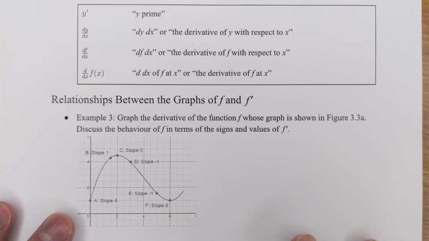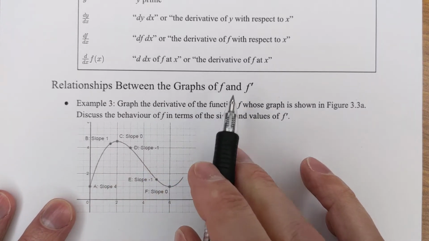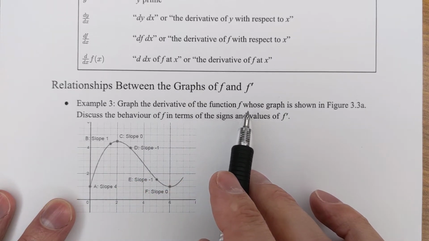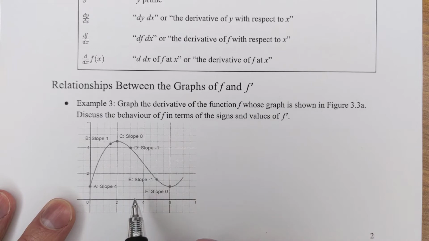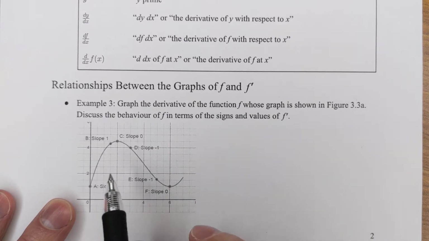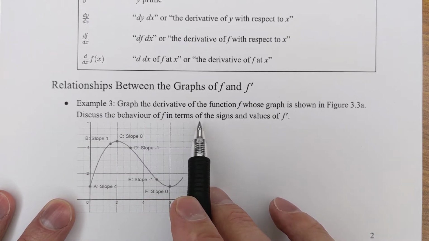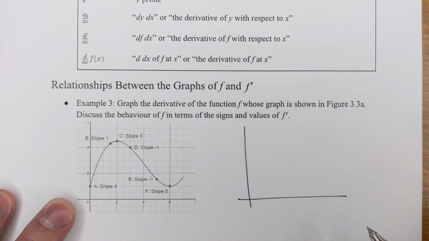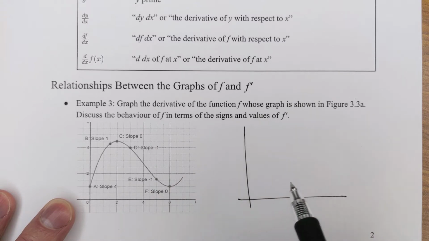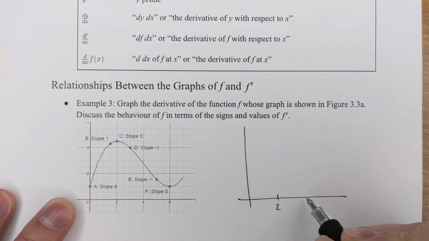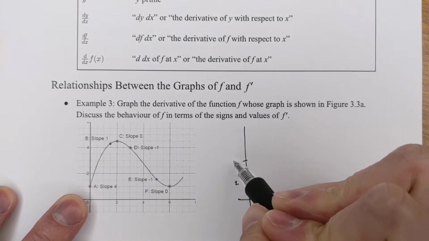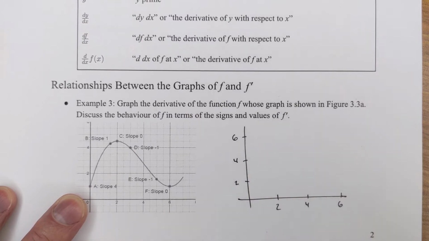All right, example 3 down here. Relations between the graph of f and f prime. So graph the derivative function whose graph is shown in 3.3a. Oh, that's just down here. I didn't label it. Discuss the behavior of f in terms of the graph. So it wants us to graph the function. So 2, 4, 6.